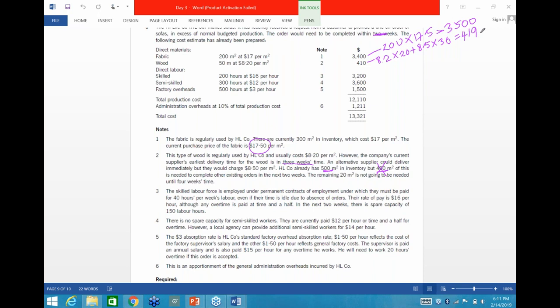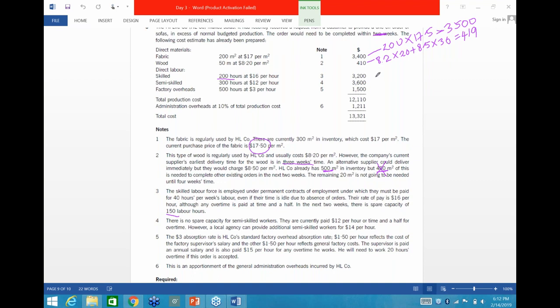Note number 3, skilled labor. Skilled labor force is employed under permanent contracts of employment, which they must be paid for 40 hours per week, even if their time is idle due to absence of orders. Their rate of pay is 16 per hour, although any overtime is paid at time and a half. In the next 2 weeks, there is spare capacity of 150 hours. So I need 200 hours, I have spare capacity of 150 hours, so I will only have to bother about 50 hours.